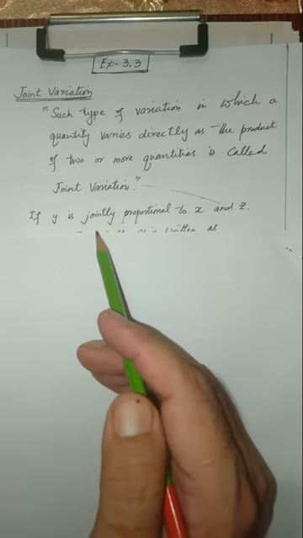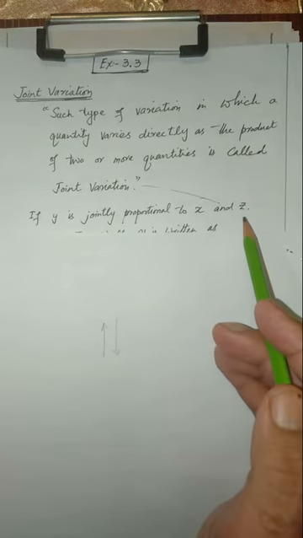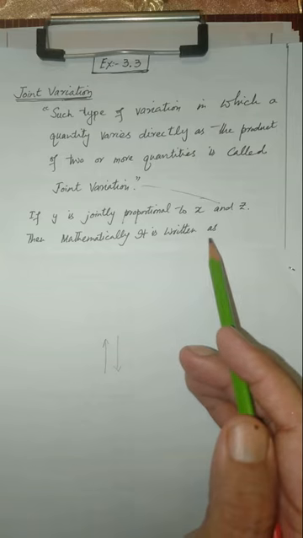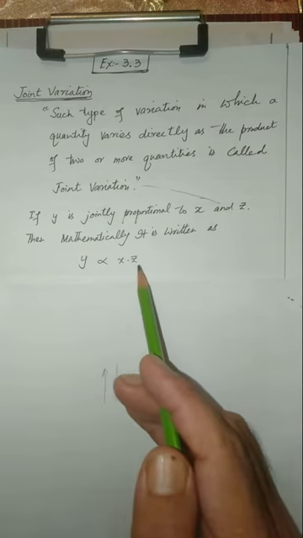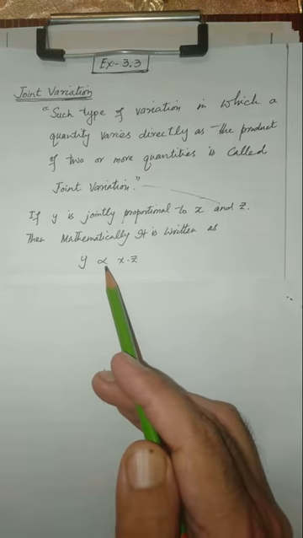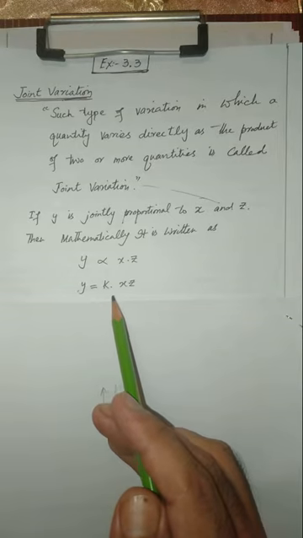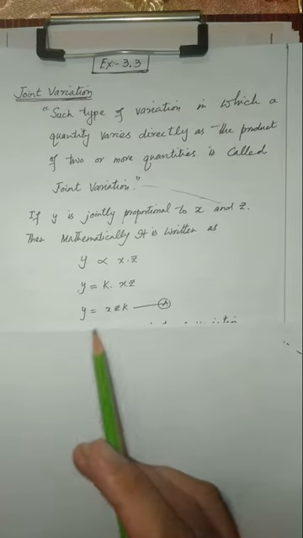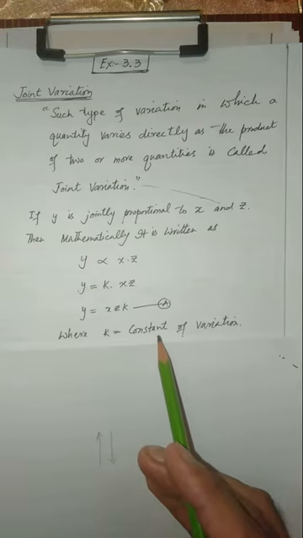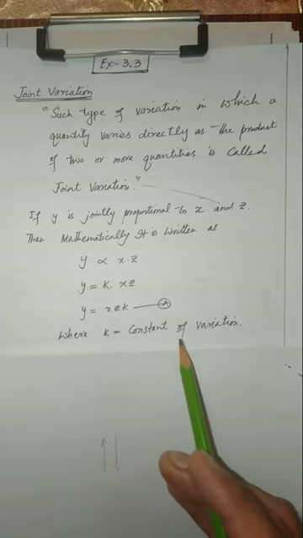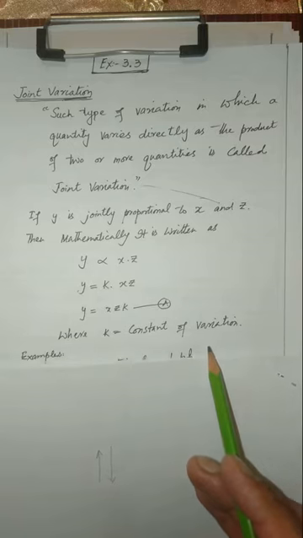Now, if y is jointly proportional to x and z, then mathematically it can be written as y is proportional to x times z. To remove this proportionality, y is equal to k times x times z. Y is equal to kxz. This is called equation number A, where k is the constant of proportionality or constant of variation.